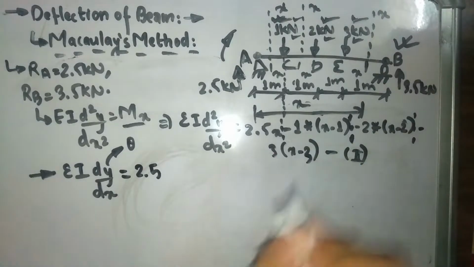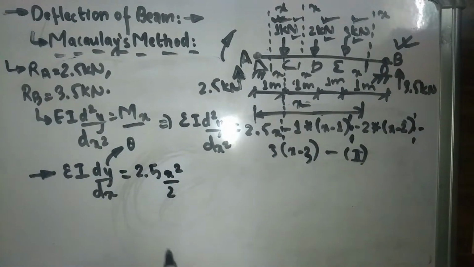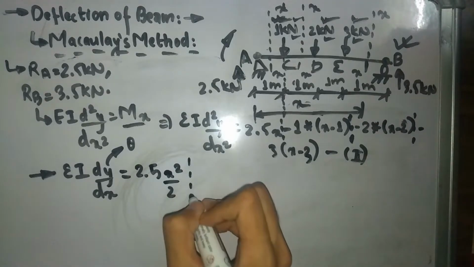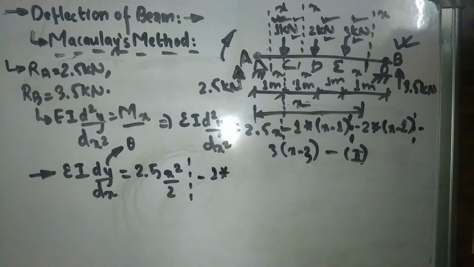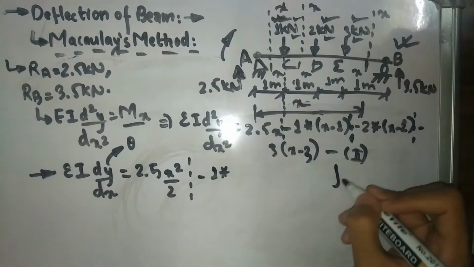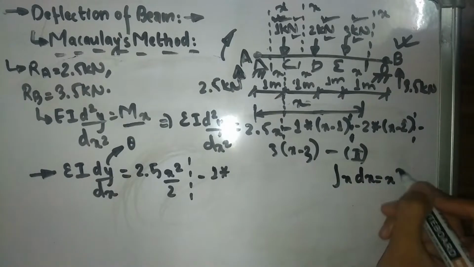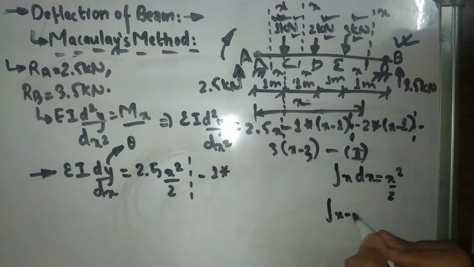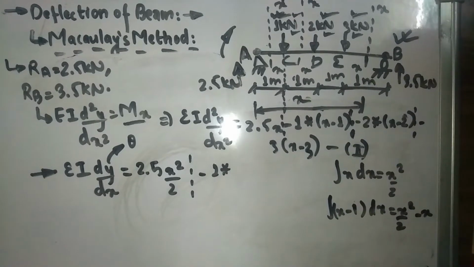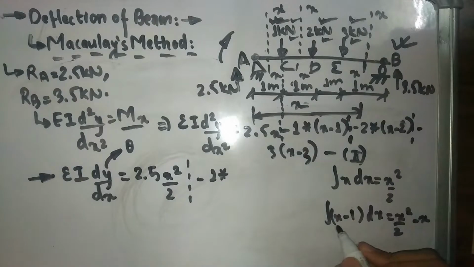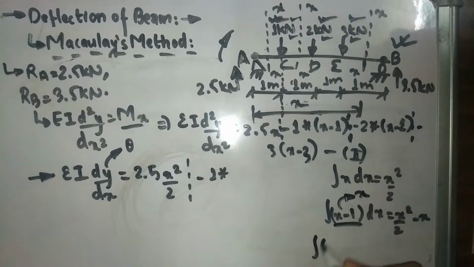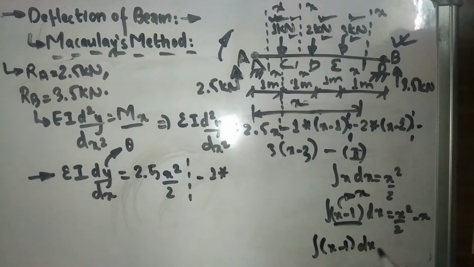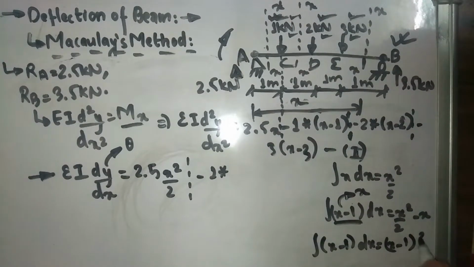So integrating x, we're going to get x square by 2, then let me put this dotted sign, minus 1 into x minus 1. Normally in integration, x dx equals x square by 2, while x minus 1 dx is x square by 2 minus x. But in our Macaulay method, we treat x minus 1 as a whole x. So x minus 1 dx is going to be x minus 1 whole square by 2.